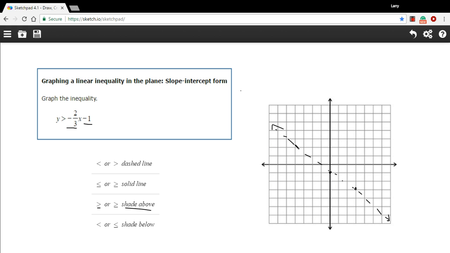Shading above means you start at any point on the line and just go up. That's the direction you're going to be shading in. So all of this area in here, that would be the shaded region of the graph. So that's a little bit about how to graph a linear inequality in the plane.